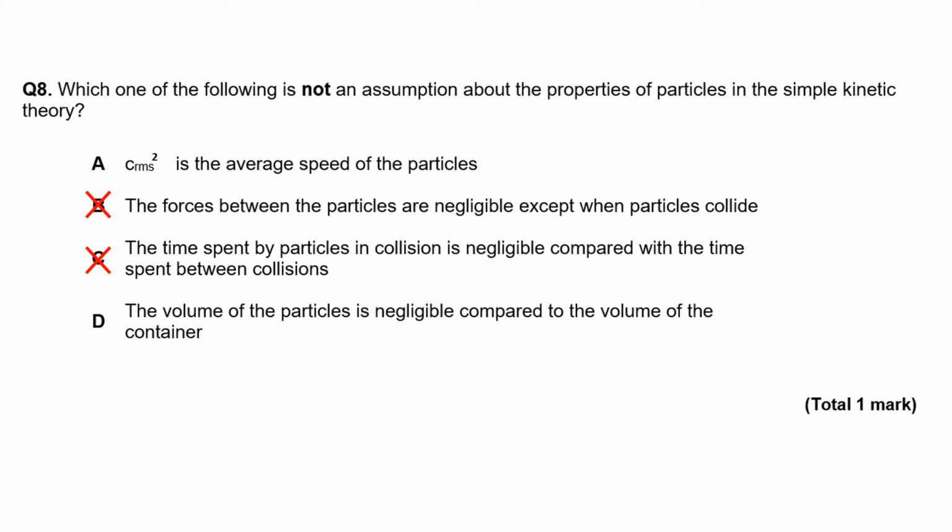The time spent by particles in collision is negligible compared to the time between collisions. We do also assume that, which is why we can calculate the time as the distance divided by the velocity in the derivation. The volume of the particle is negligible compared to the volume of the container. Again, yes, we do absolutely assume this because we need to make sure there's a large spacing between the particles. So those 3 are wrong, leaving us with A being the one that is not assumed there. That is actually the mean square speed, so that's the average speed squared.